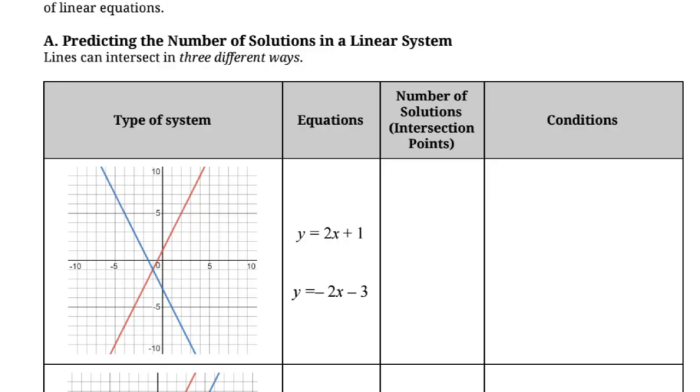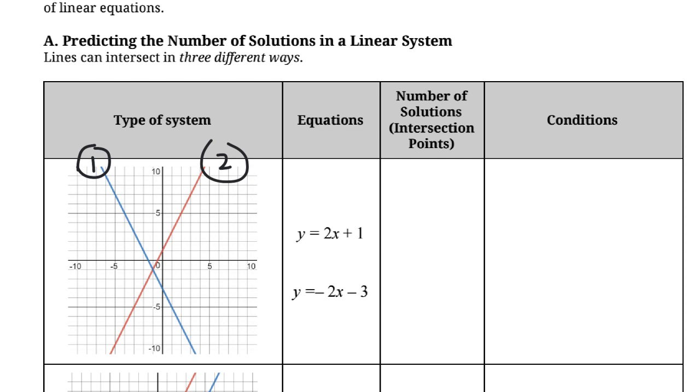Okay, so if we're looking to predict the number of solutions in a linear system, there are three different ways in which lines can intersect. So let's look at this first system here. We've got two lines plotted onto the grid, one in blue, one in red. I'm going to number these. So I'm going to say this is number 1 and this is number 2.